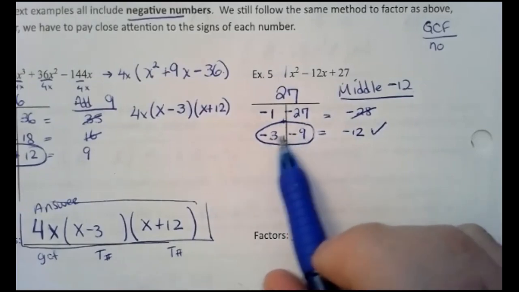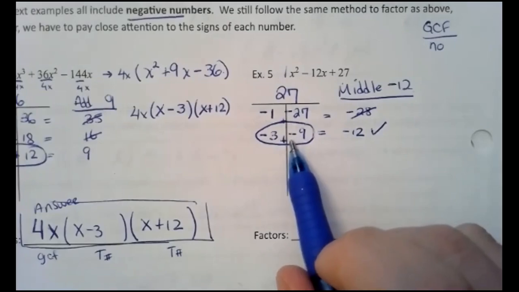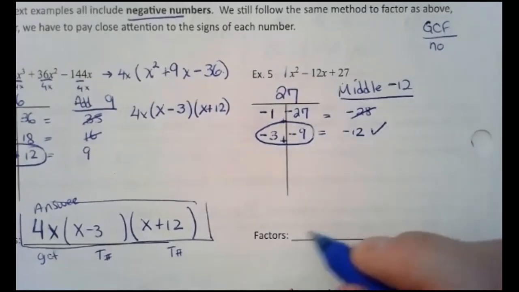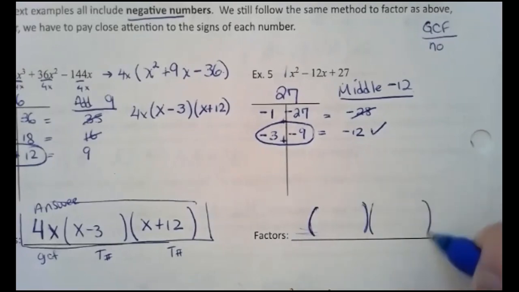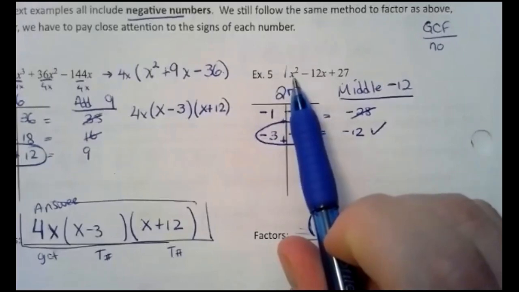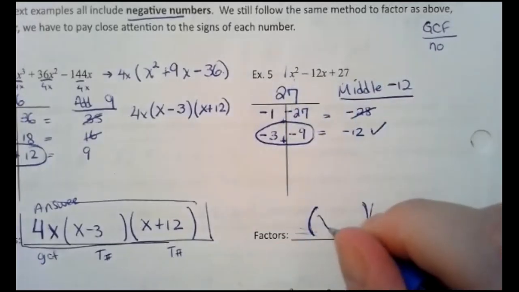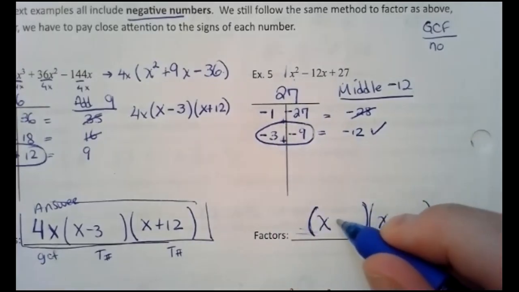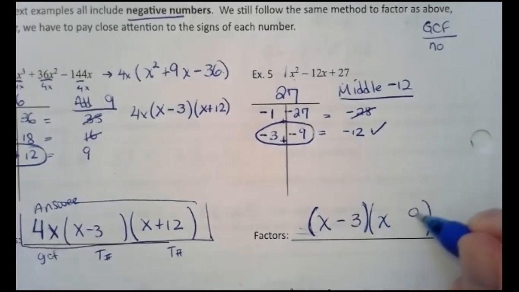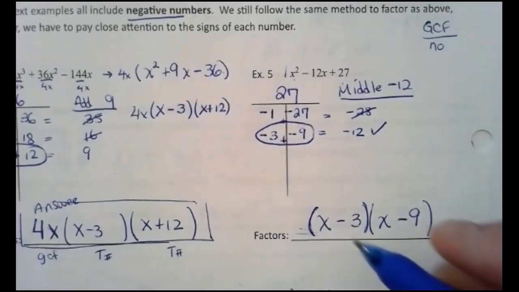So I did that as quickly as possible. It took us 2 tries. There was no GCF, so I don't need to worry about putting something out in front. I'll just start my parentheses. Each parenthesis starts with how you factor a part of x squared. That's always x and x. And my t-chart numbers. 3 was negative, 9 was negative, and this is our answer.